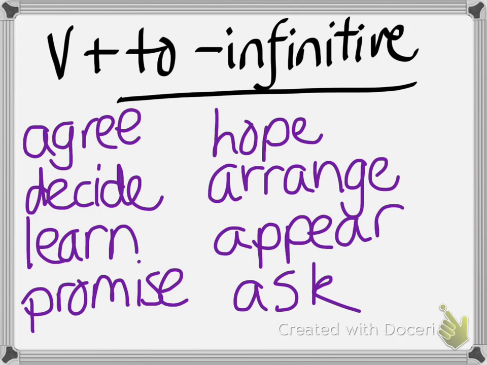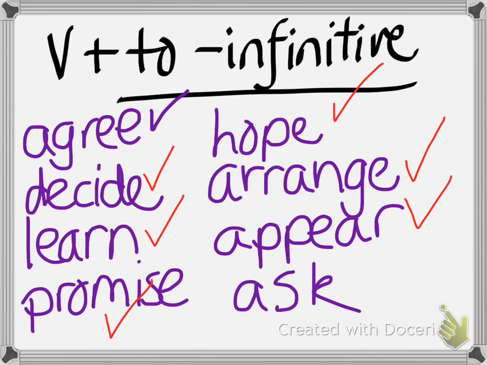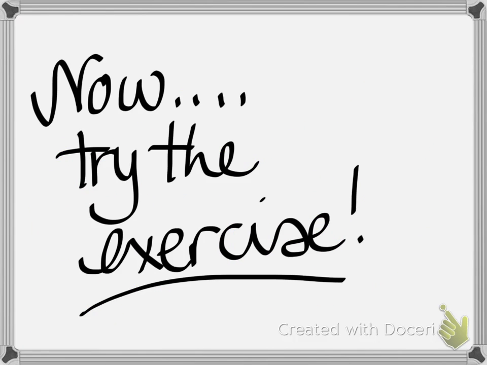And the most common ways, especially for this, the most common verbs, especially the verbs for in the future, tend to be verbs that talk about something you do now with an eye towards the future. Agree to walk the Camino de Santiago. Decide to learn Italian. Learn to speak French. Promise to do something. Hope to see you next year. Arrange to meet at the restaurant. Appear to be happy, or ask someone to do something.